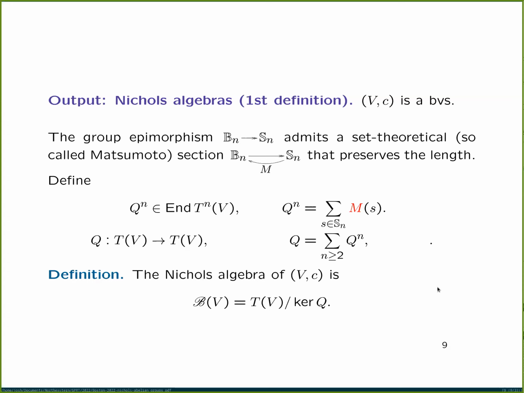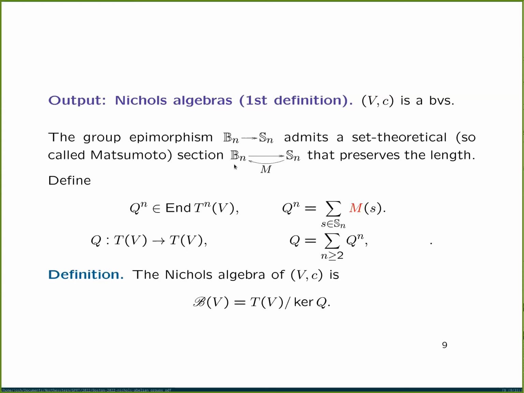The key fact is that the group epimorphism from the braid group Bn to Sn admits a set-theoretical so-called Matsumoto section, which goes from the symmetric group to Bn. M is defined as follows. You take an element of the symmetric group, you write it as a product of simple transpositions, and you take the same product of the corresponding generators. This is not a group homomorphism because sigma squared is not going to the identity. But it's a well-defined set-theoretical map.